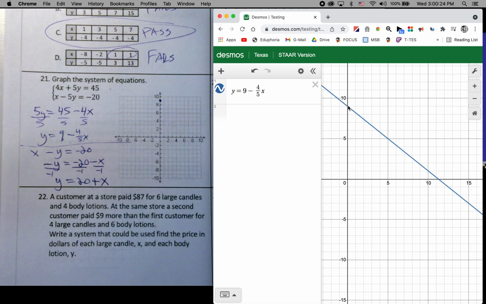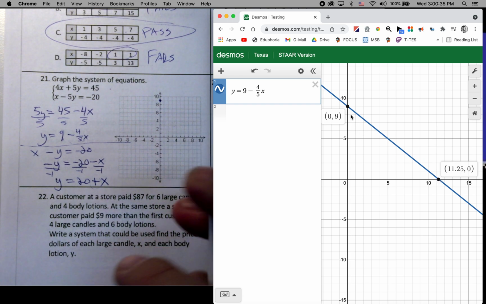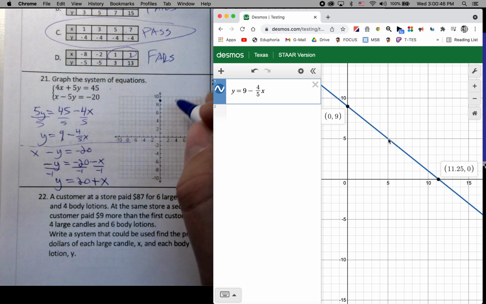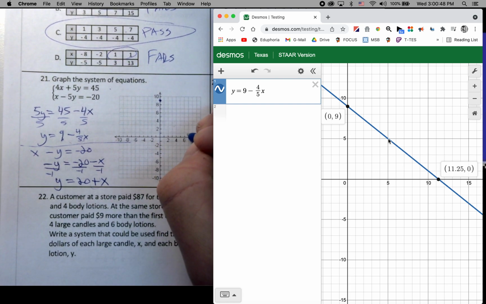And since I already have this in Desmos, I can graph the y-intercept and I can graph the x-intercept. Now the x-intercept is 11.25. I don't really have room on my paper to do that. So I'm going to use the slope. So the slope is negative 4, so it means it's falling 4 and going right 5. So I can graph this point right here, which should be 5, 5. That's easy to graph right there.